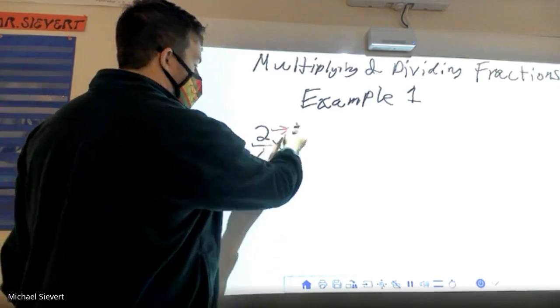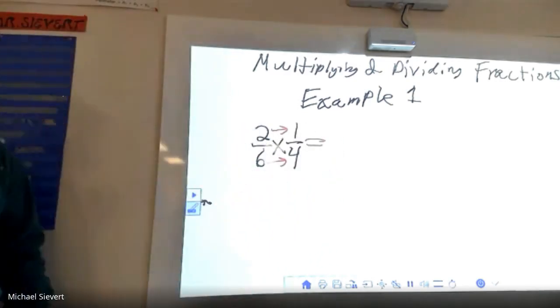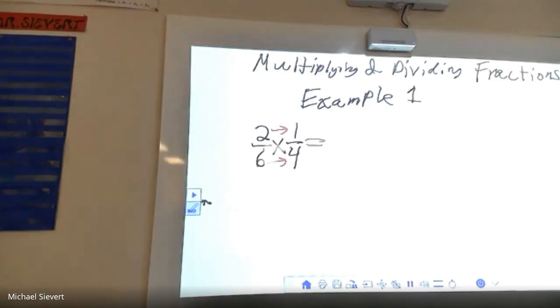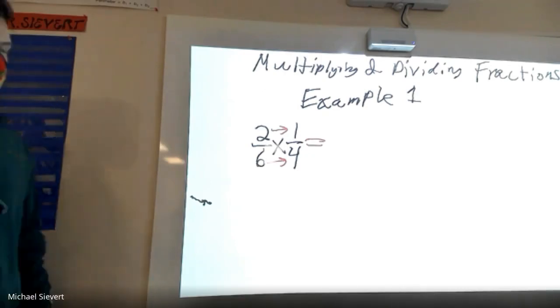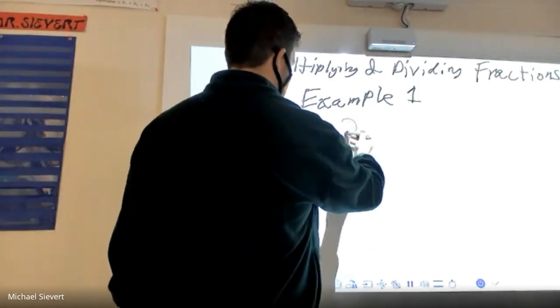You're gonna multiply 2 by 1. You're gonna multiply 6 by 4. So Josiah, fix yourself. So Lawrence, what would be the new fraction? It would be 2/24.